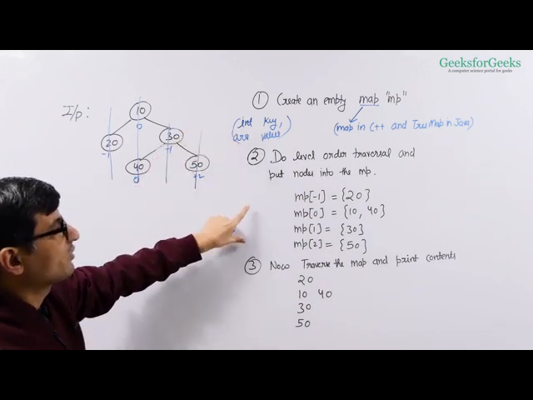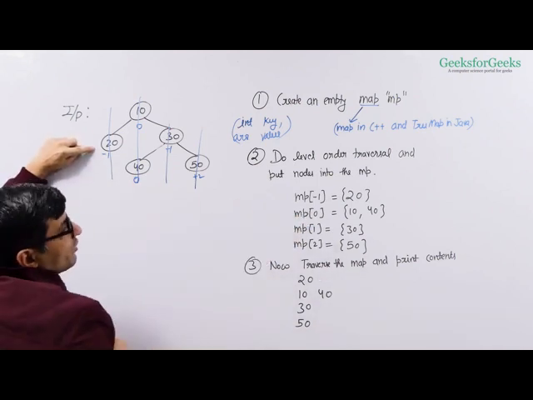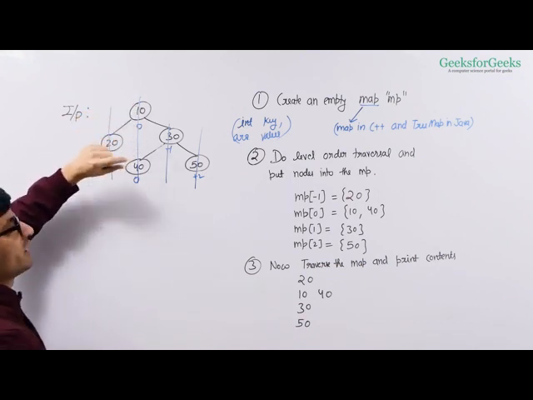Now we do level order traversal and we want to build this map for this tree. For -1, we are going to have only one node, 20. For 0, we are going to have two nodes, 10 and 40, in the same order. 10 should be first and then 40.